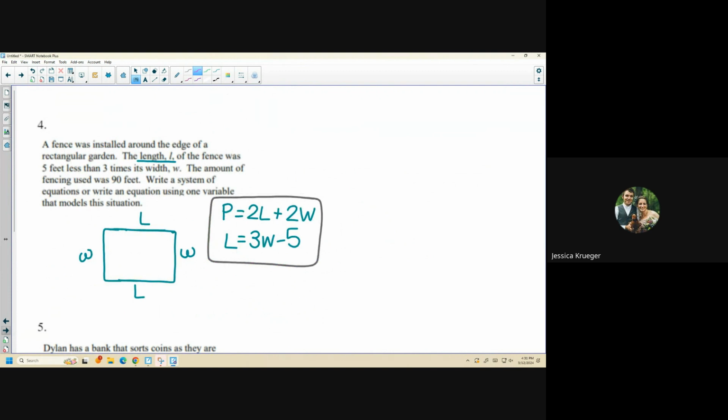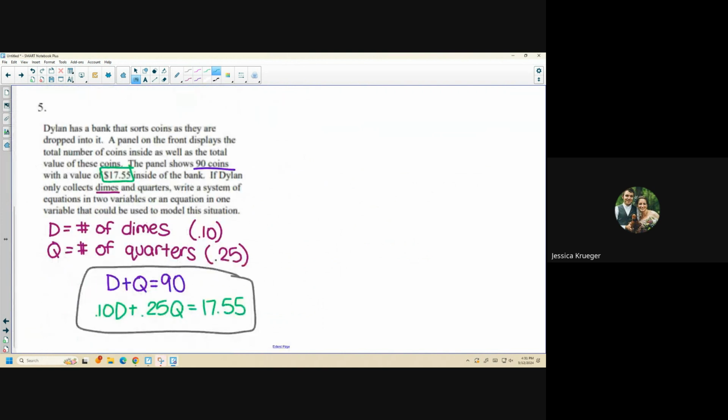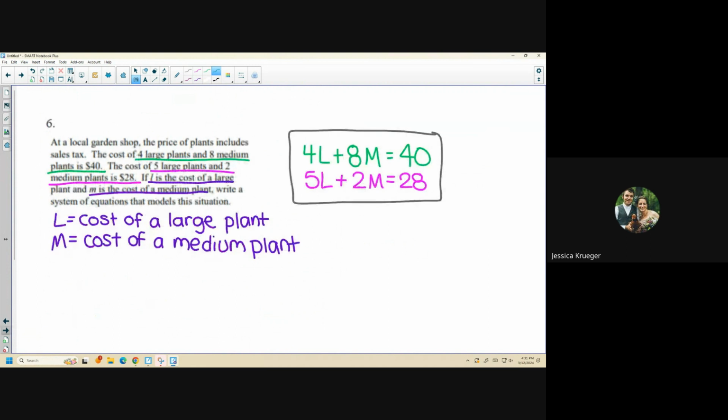Number 4 was a perimeter problem. Oh, and you know what? I have a mistake here. They tell me the amount of fencing was 90. So I can actually get rid of that P and say that that's equal to 90. So there's my system. Number 5 is Dylan's bank collecting dimes and quarters. So here's what it should look like. And then this is number 6.